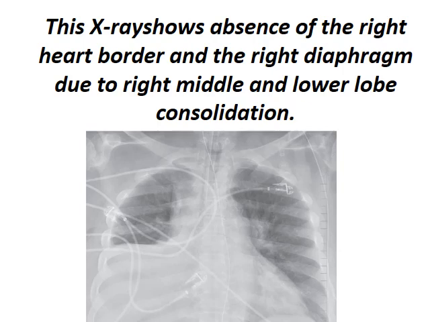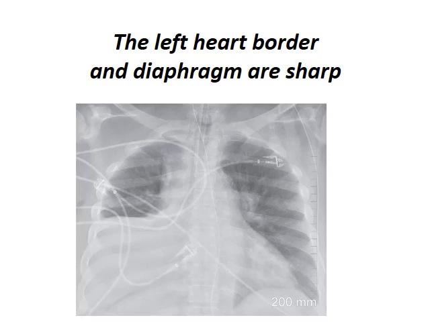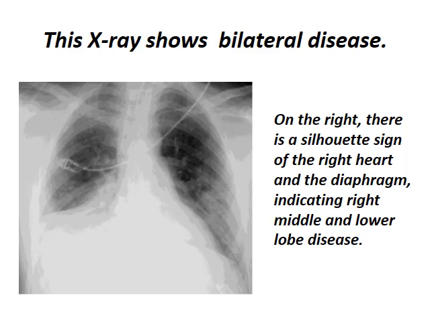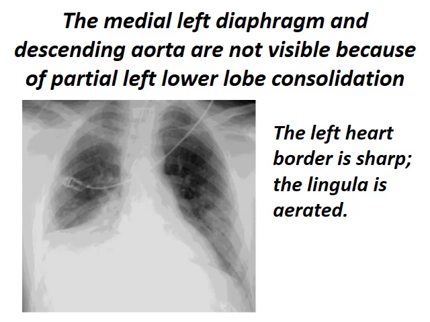So this X-ray shows absence of the right heart border and the right diaphragm due to right middle and lower lobe consolidation. But the left heart border and the diaphragm are sharp. This X-ray shows bilateral disease. On the right side, there is silhouette sign of the right heart and the right diaphragm, which indicates right middle and right lower lobe disease. The medial left diaphragm and descending aorta are not visible because of partial left lower lobe consolidation. The left heart border is sharp, that indicates the lingula is aerated.